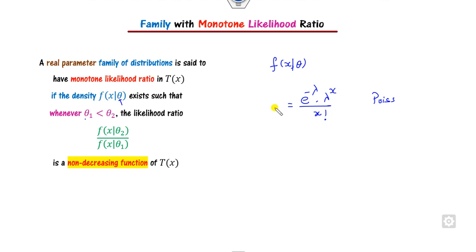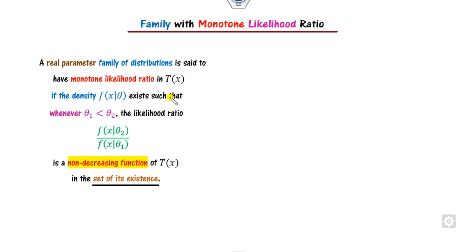So I can write this function as f(x, lambda), where the unknown parameter is my lambda. This is not a conditional probability, this is the parameter, or you can write this as f(x; theta), that's the same thing here. So whenever you consider theta 1 less than theta 2, and this ratio is non-decreasing, then we can say it's a monotone likelihood ratio.